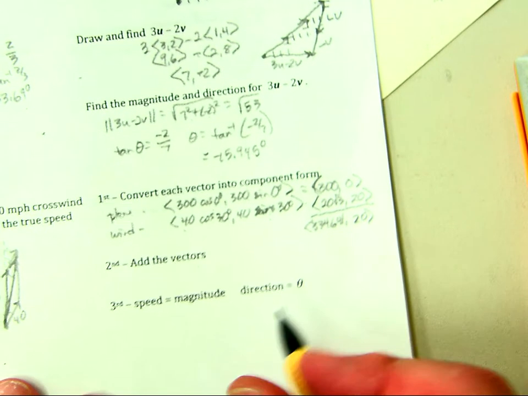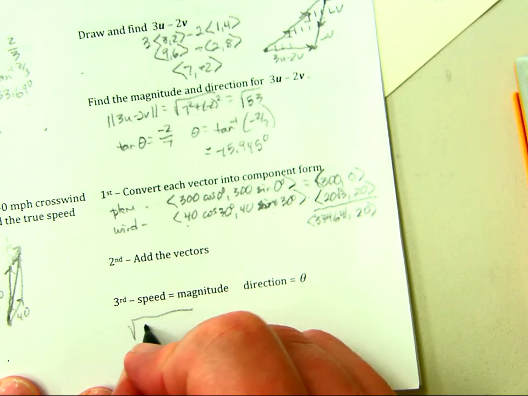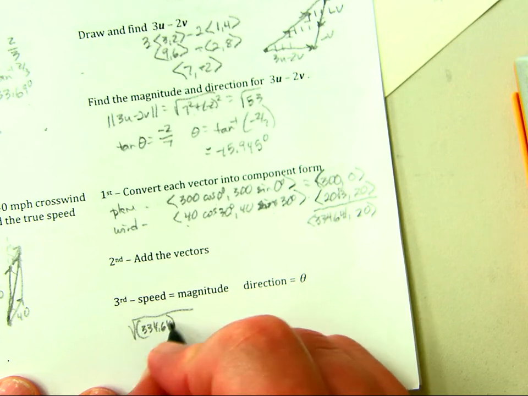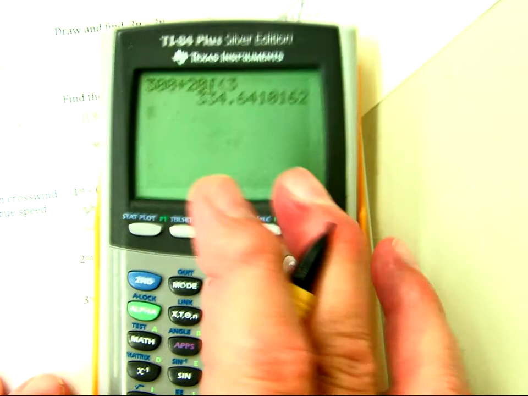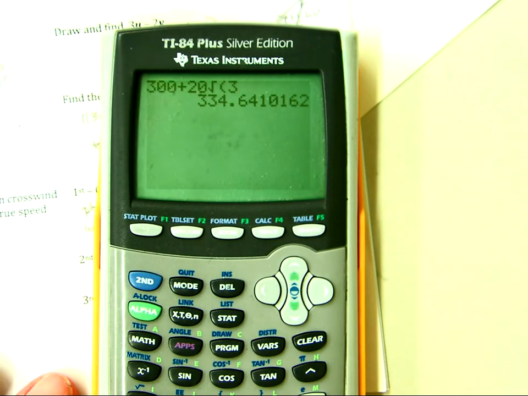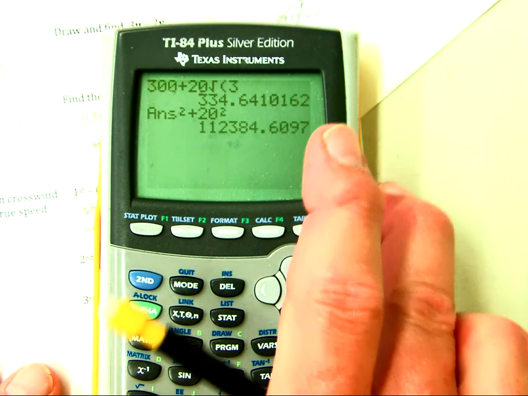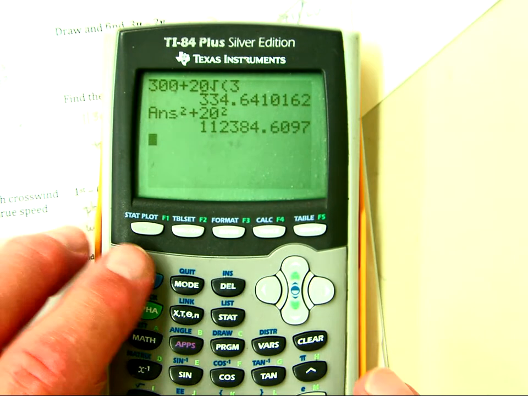Now if we want to find the magnitude, we take the square root of 334.64 squared plus 20 squared. On your calculator, I still have that on there, so I'm just going to hit squared to square that, plus 20 squared, and I get that. Well, we want the square root of that answer.